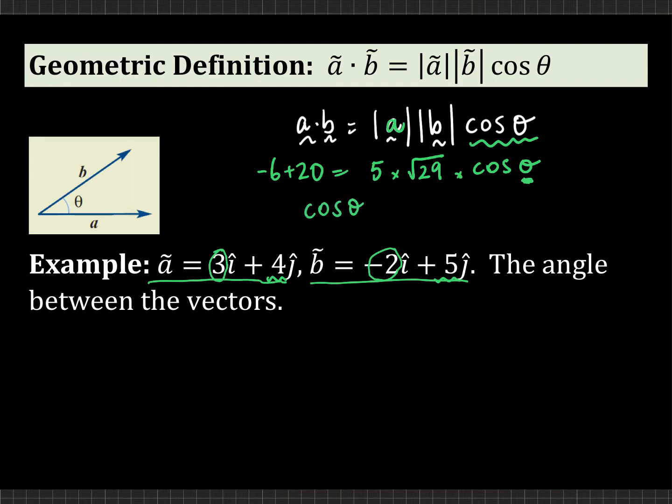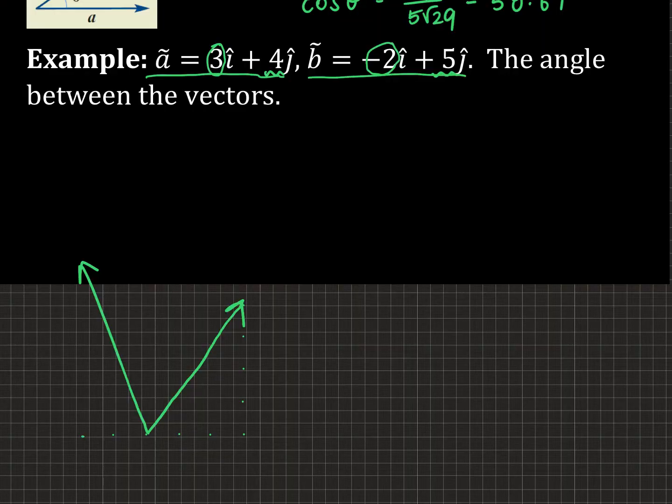Just by using a little bit of algebra, and using my calculator, that comes out as 58.67 degrees. Now let's have a look and see if that makes sense graphically. This one here is vector A, 3i plus 4j, and this one over here is vector B, negative 2i plus 5j. Now, does it make sense that this angle in between is about 58 degrees?